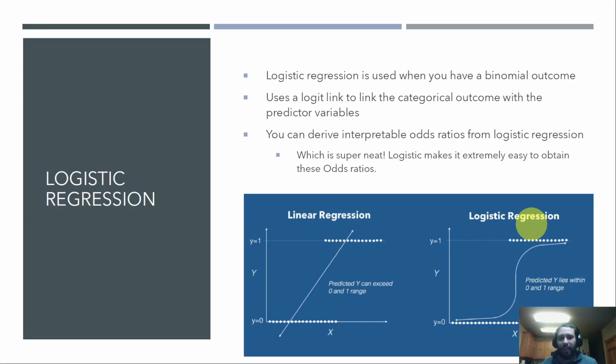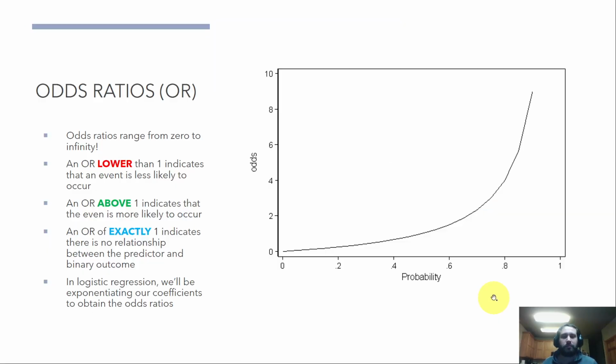It's super neat. It makes logistic regression really fun, and it's easy to attain these odds ratios when you're doing it. But as you can see, linear regression really doesn't do a very good job because it's not constrained to these 0 and 1 bounds, and you're not just mapping on a probability. Whereas logistic regression constrains your analysis to the 0 and 1 bounds, and you're able to get probabilities from this. And really the big focus of today is how we're going to be obtaining these odds ratios and how we interpret these odds ratios. So odds ratios range from 0 to infinity.